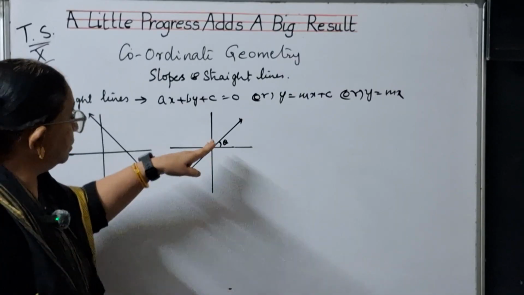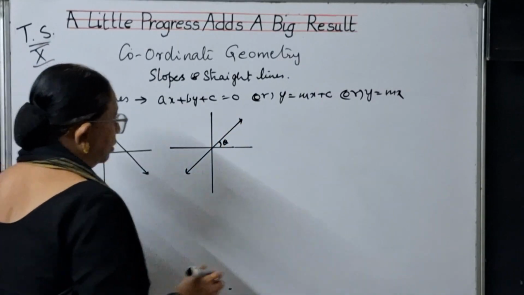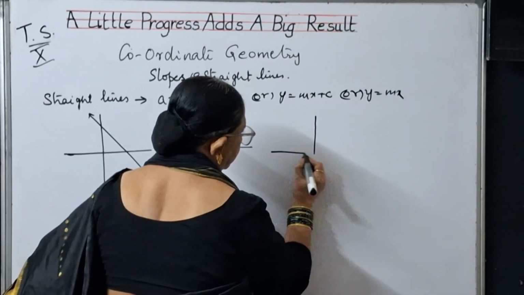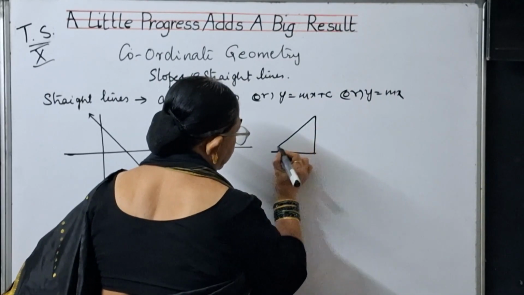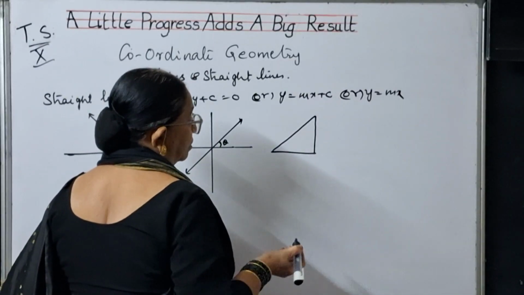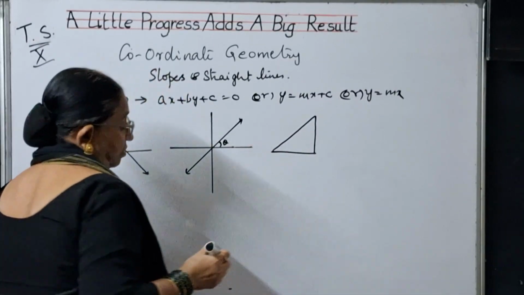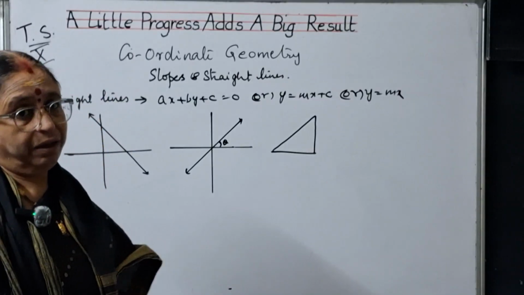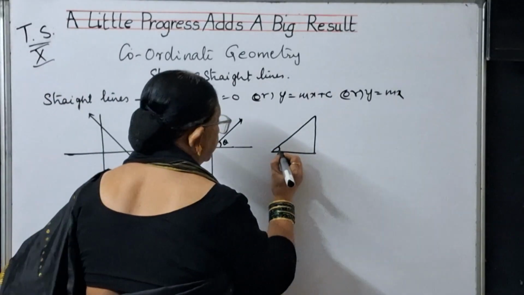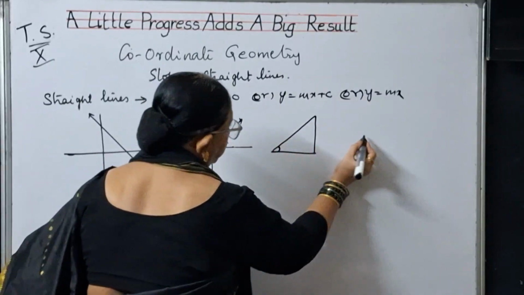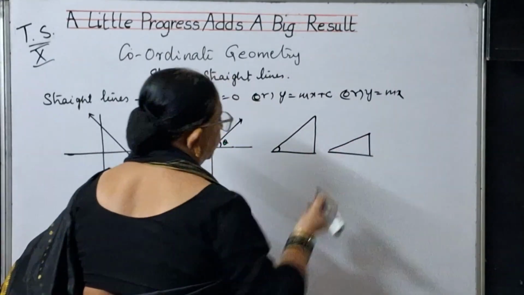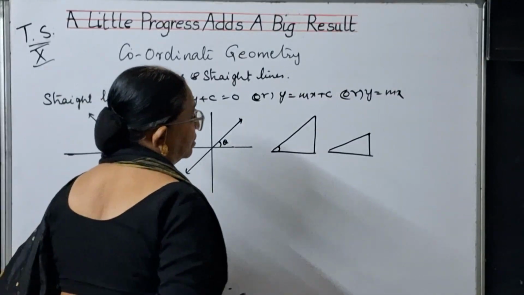So slope means how much. If you talk about a ladder, or a slide which children use to play in the playground, this is the slope. How much slope? It might be like this, it might be like this. So the slope differs according to the construction.